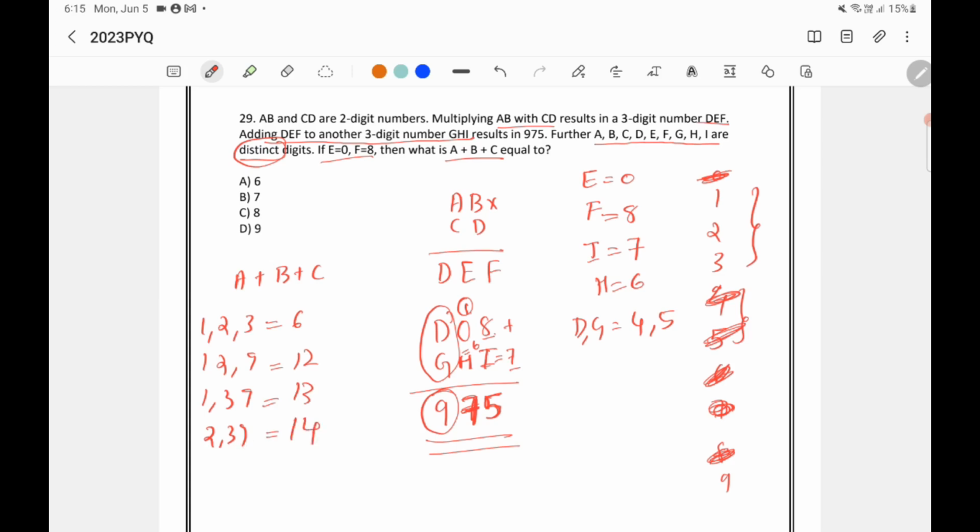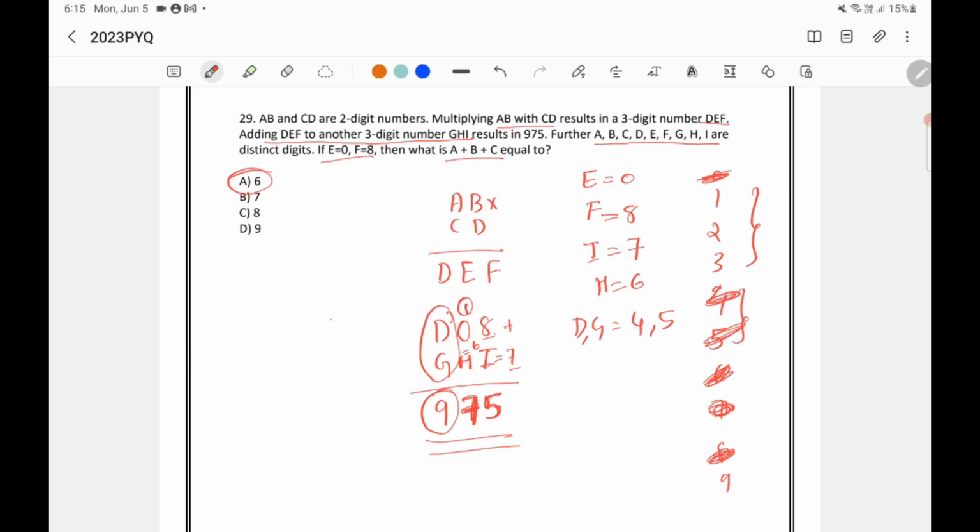So the only option available here, if you see, 6 is the only one common, right? So 6 will be the answer. So you don't need to do further calculation. Now for the sake of completeness, I will show you how we can do it properly, without this trick.